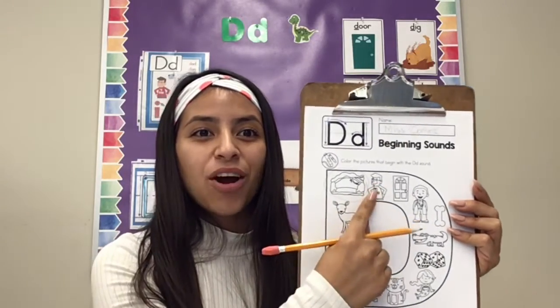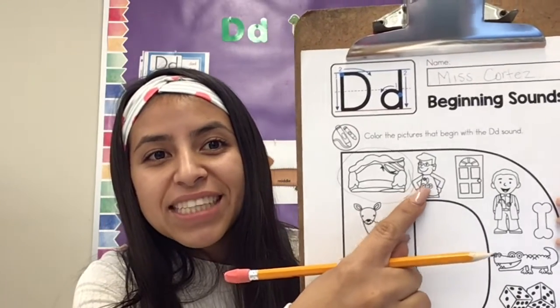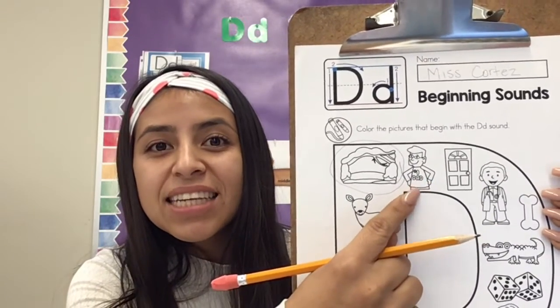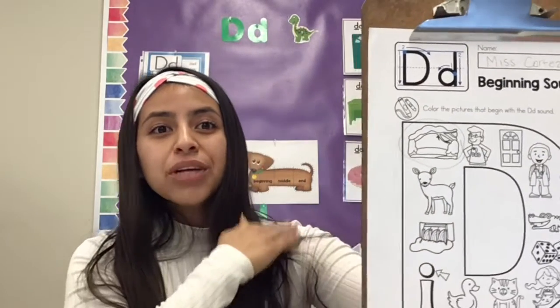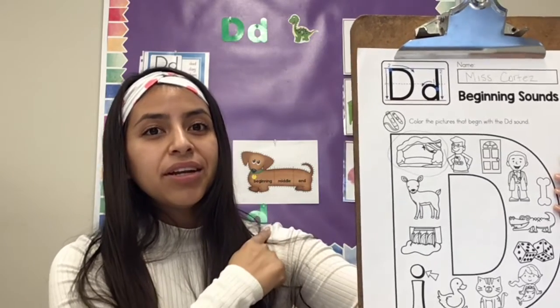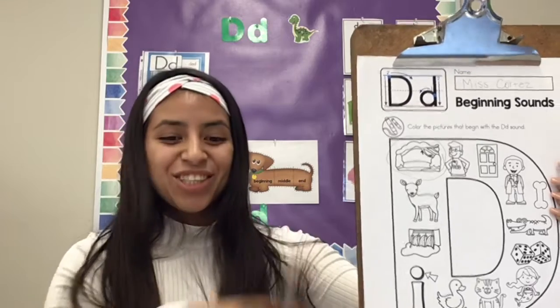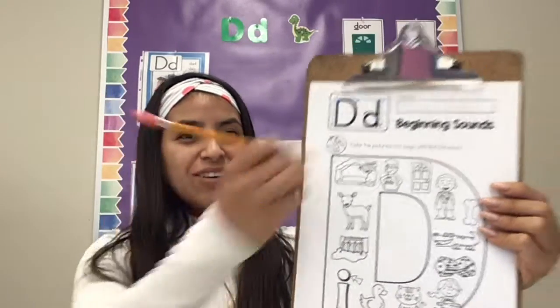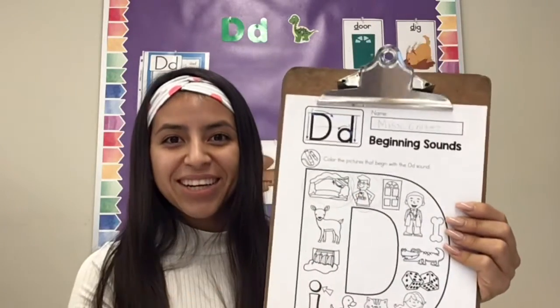Okay, TK, moving on to our next one. This one is kind of easy because it's already telling you how it's spelled. This is a dad. Do you hear the D sound at the beginning of the word? Dad, D. Yes, you do. So go ahead and take your pencil and circle dad. You will also be coloring him later.